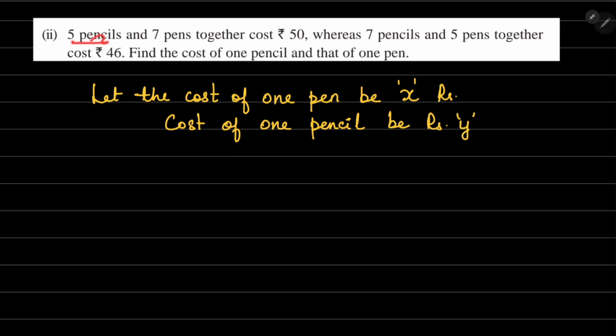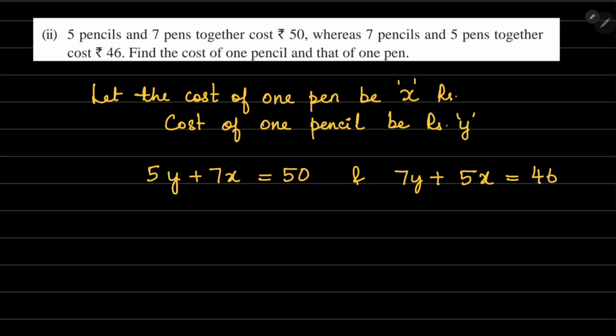What is it? If 1 pencil is rupees Y, how much will be 5 pencils? It will be 5y plus 7x is equal to rupees 50. And what is the second equation? 7 pencils means 7y plus 5x is equal to 46. So you have formed a pair of linear equations. Now you have to go ahead and solve it.